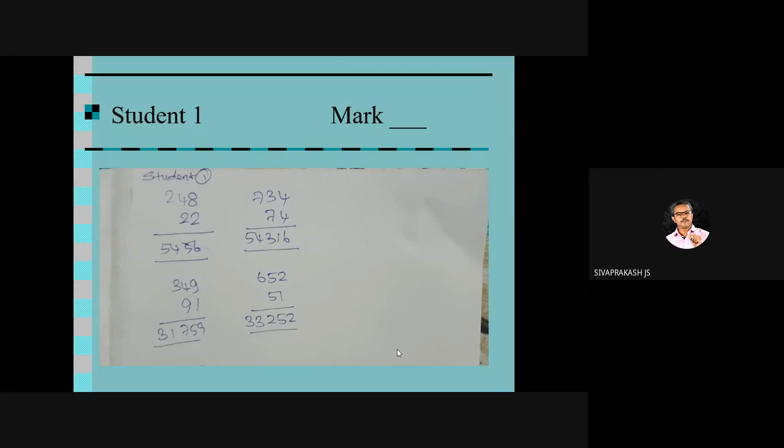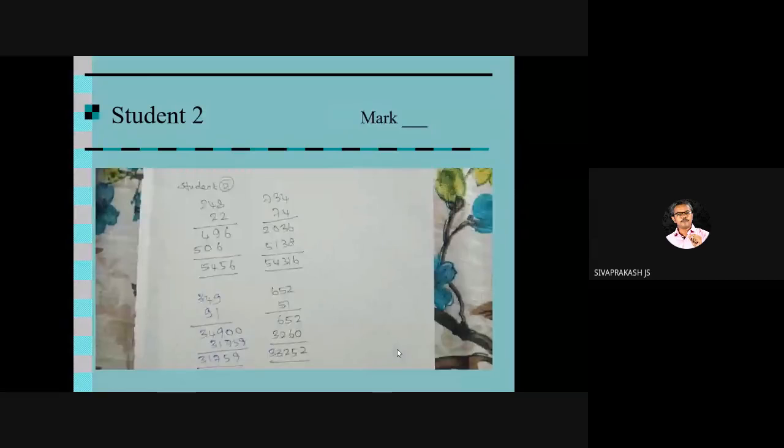Next, student 2. Now everybody please look at student 2 and please write it. So you use 2 marks only for steps. The final answer carries the remaining 3 marks. So steps carry only 2 marks and the final answer carries only 3 marks, according to you. Good. Now get back to student 2 and value the answers.